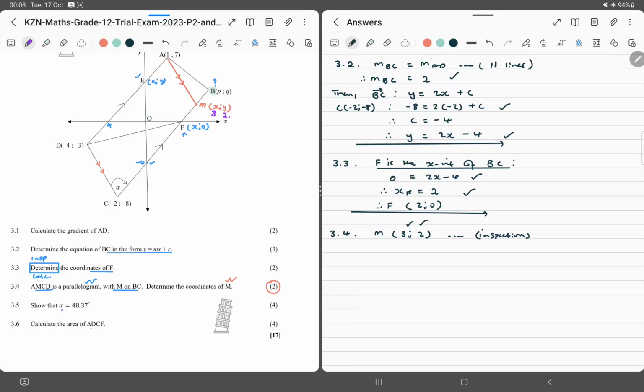Okay, we're told to show that alpha is 48.37. Now that's a bit of a question for grade 12, it's not really a difficult question, but a question like this always demands some actions from you. Now let's see, what is the best way to structure this? For me, I would extend this line into the x-axis and maybe beyond. Okay, so why am I doing that?